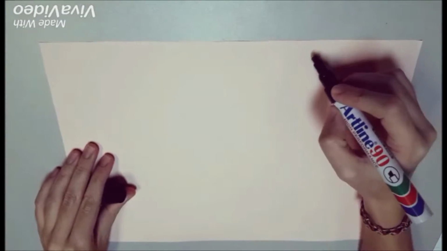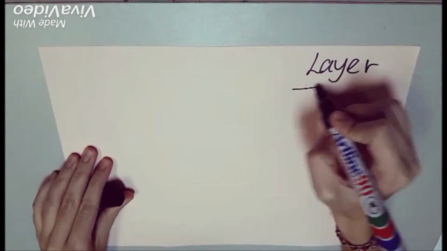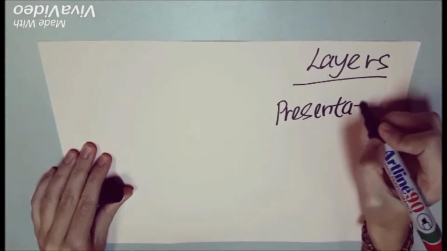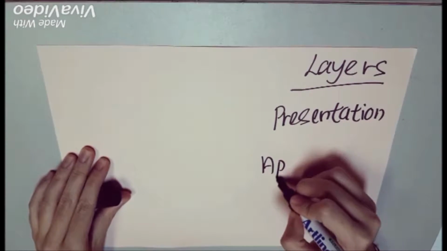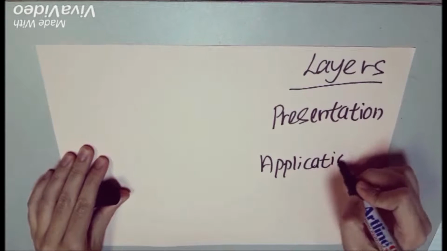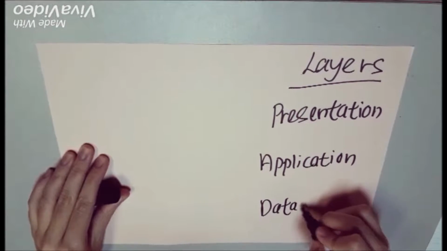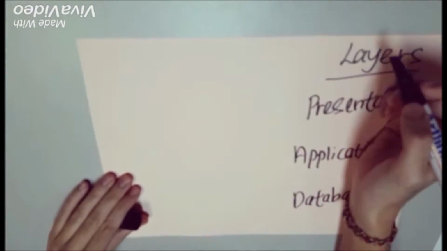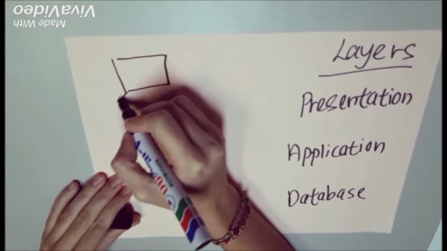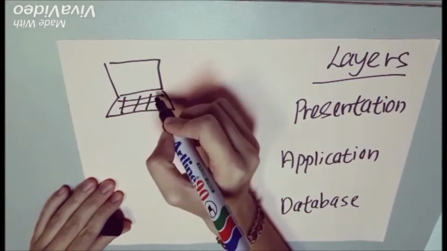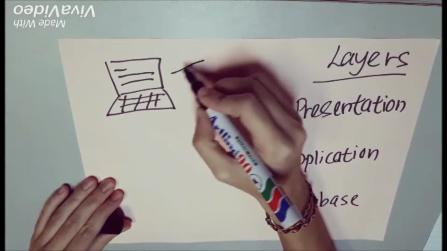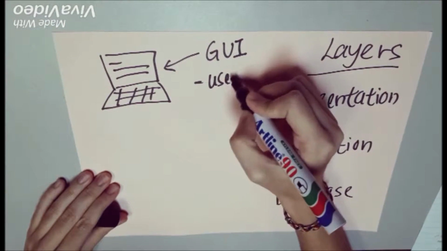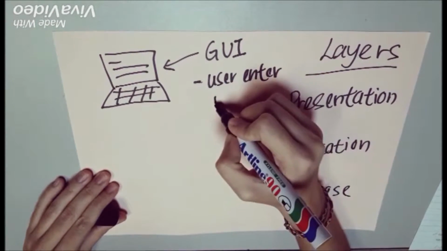We must understand the SAP layers. There are three different layers. The first one we call the presentation layer, the second is the application layer, and the last one is the database layer. The presentation layer contains the software components that make up the SAP graphical user interface. The main function of the presentation layer is to provide a graphical screen to the user, and the user is able to enter data on the screen.